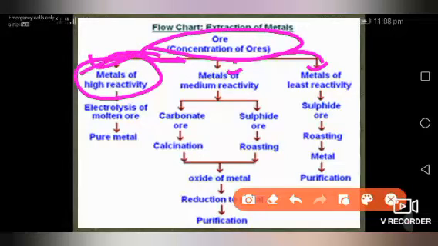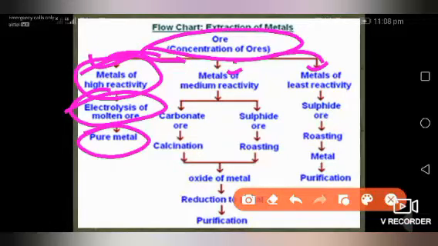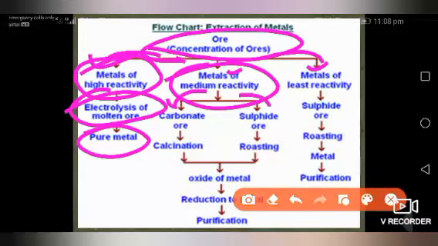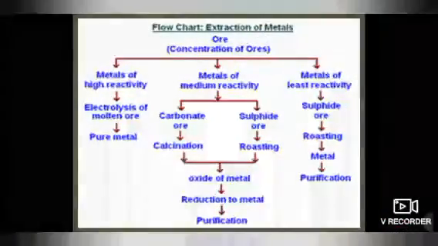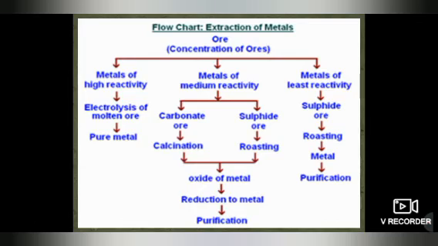We will talk about high reactivity. In the electrolysis process, we convert the metal into molten ore, then it is converted into pure metal. Second, metal of medium reactivity. It is of two types, carbonate ore and sulfide ore. Carbonate ore is given calcination, sulfide ore is given roasting. With calcination and roasting, the oxides of the metal are obtained, and after that we reduce the metal and we will get pure metal.